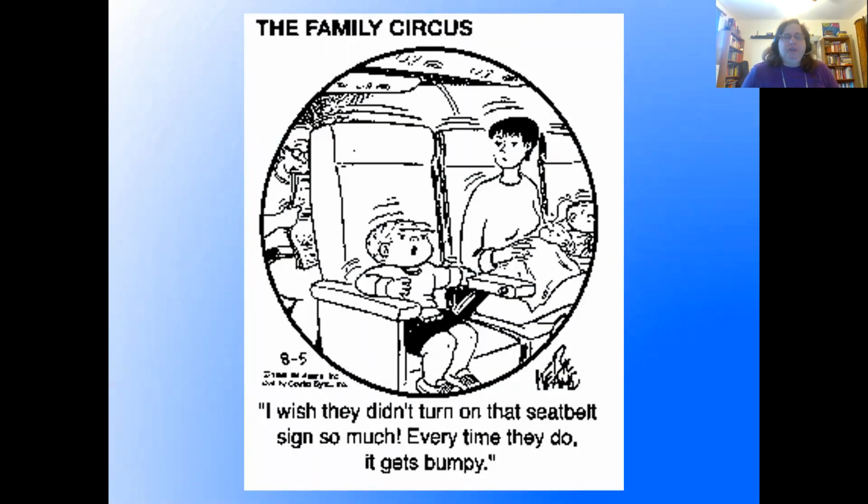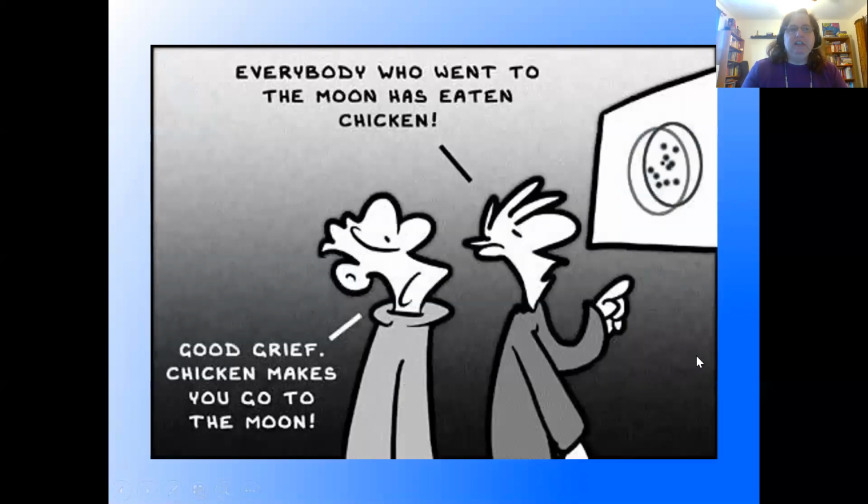So we start off with this old Family Circus cartoon. I wish they didn't turn on that seatbelt sign so much. Every time they do, it gets bumpy. So, of course, this is an error with correlation and causation, and they've got the idea backwards, right? And then everybody who went to the moon has eaten chicken. Good grief, chicken makes you go to the moon. Something quite similar, although this time I might argue this is more of a regression problem, but whichever way you want to think of it is fine.